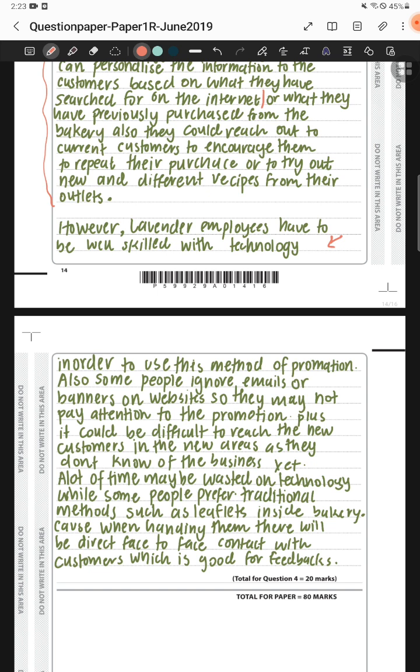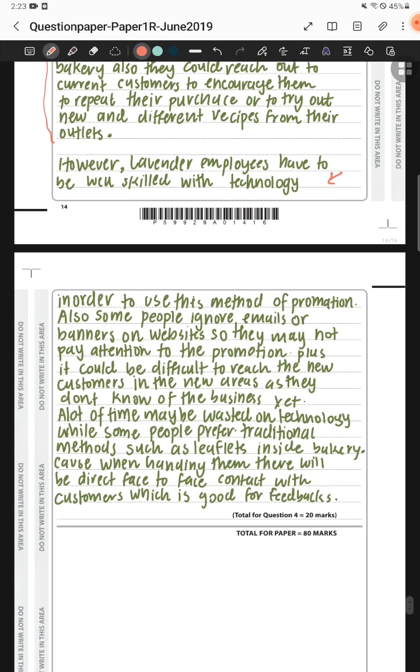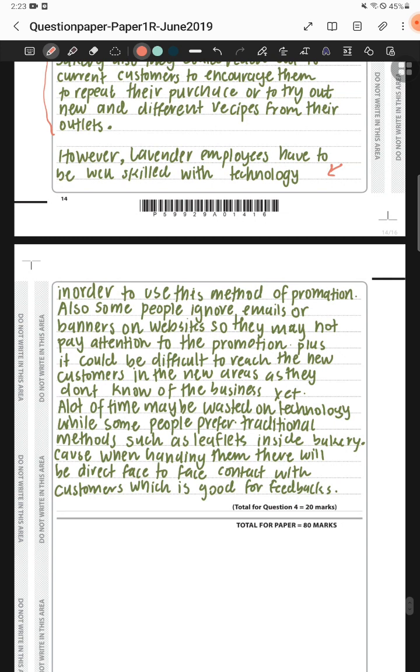Then, in new areas, people don't know of the business yet. A lot of time may be wasted on technology, while some people prefer traditional methods, such as leaflets inside the bakery, because when handing them out there will be direct face-to-face contact with customers, which is good for feedback.